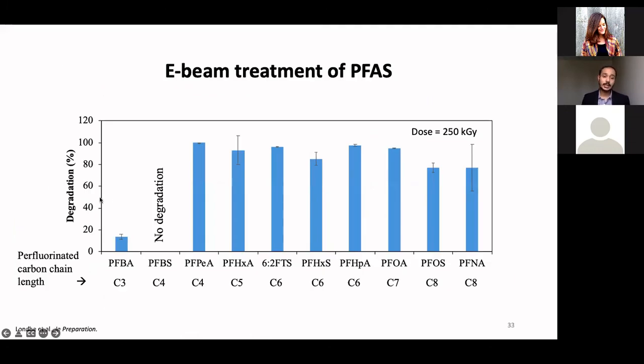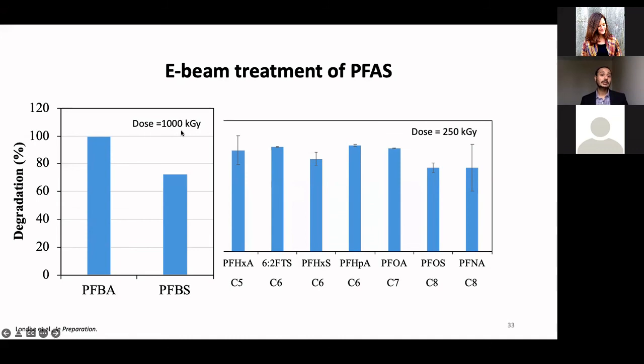And to summarize, this is the degradation of various types of PFAS at 250 kilogray of dose applied in the E-beam treatment process. As you can see, most of these PFAS showed good removal, about 80 to 100, even 100% removal at 250 kilogray. But short chain compounds, similar to your electrochemical oxidation, showed resistance to degradation.